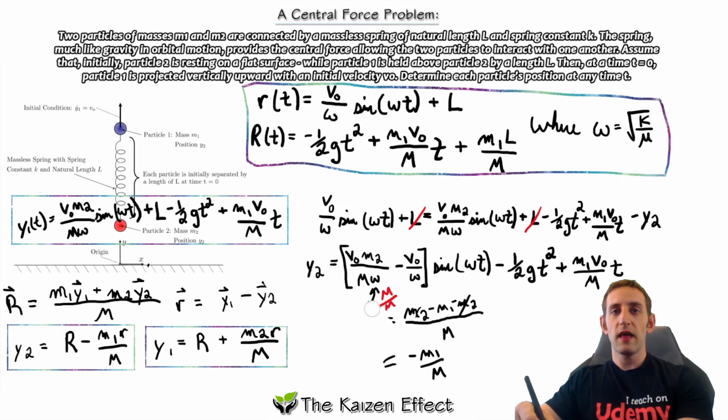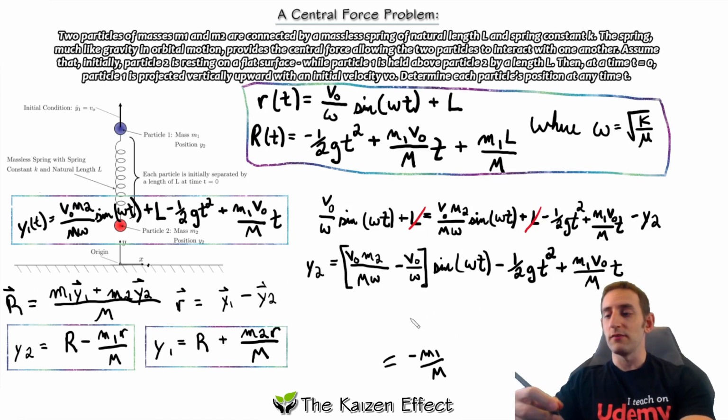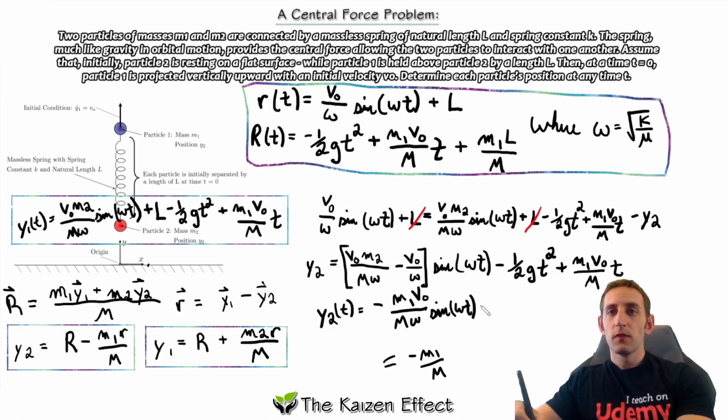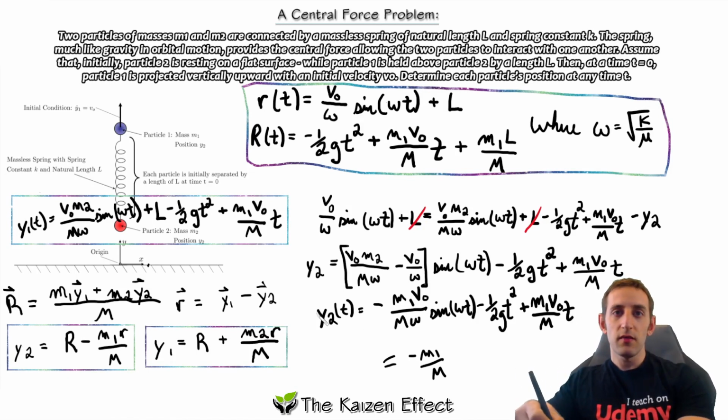Okay, so using that aside and plugging it in, I'll just leave it at the bottom here and then erase it after we've solved it. That basically gets us our final equation. You can rearrange this in better form, but I'm going to leave it as is. So that gives us y2 sub t is equal to negative, what is it, m1 v naught over big M omega sine omega t minus 1/2 gt squared plus m1 v naught over big M t. All right, and that is the final equation we get.